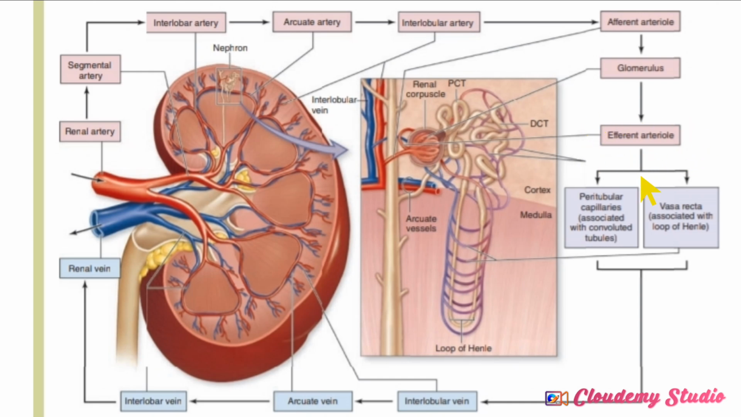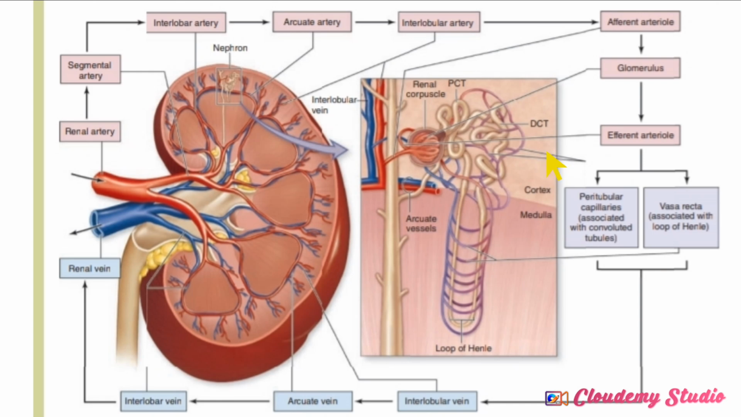And from the efferent arteriole the blood goes to two types of vessels: either the peritubular capillaries or the vasa recta. The vasa recta are those vessels in the medulla, the ones that extend into the medulla, while the peritubular capillaries are those that stay in the cortex. So both of them serve the same purpose. Some blood will enter the vasa recta, and some will enter the peritubular capillaries.